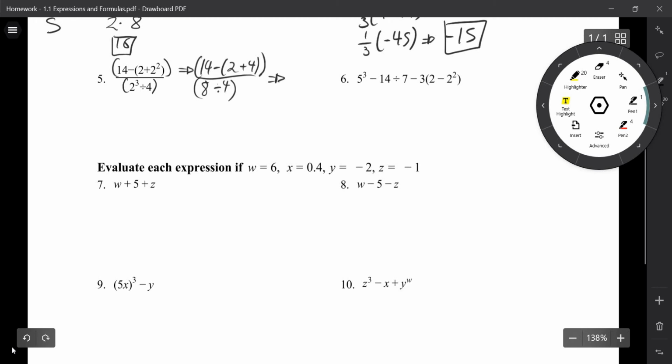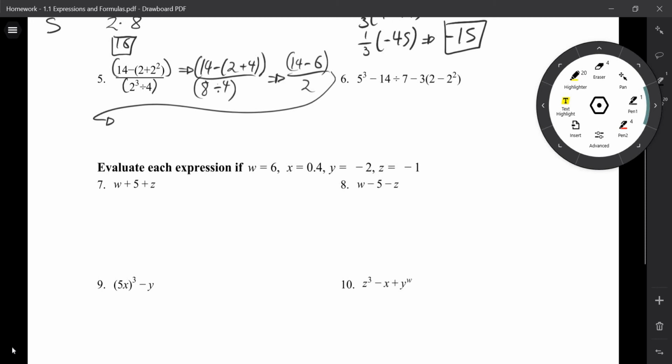Bring everything else over. Parentheses are still on the top, so we've got 14 minus 2 plus 4, which is 6. And 8 divided by 4 on the bottom is going to give us 2. So we're done with the bottom of the fraction here. Now we just need to solve the top part of that fraction. 14 minus 6, we'll just rewrite it here, over 2. And that is going to give us 8 over 2, which is 4. That's what we're looking for in number 5.